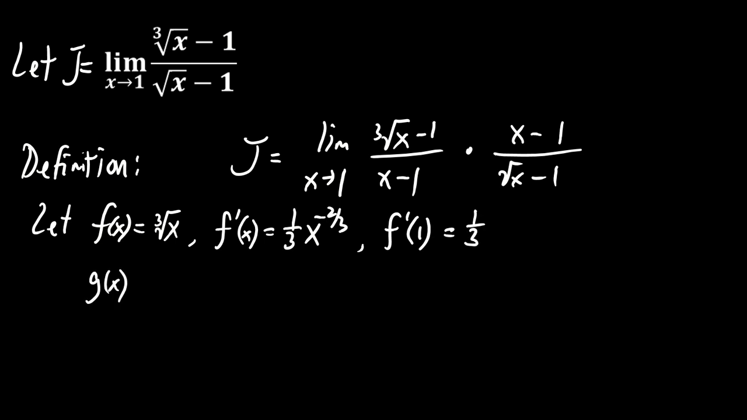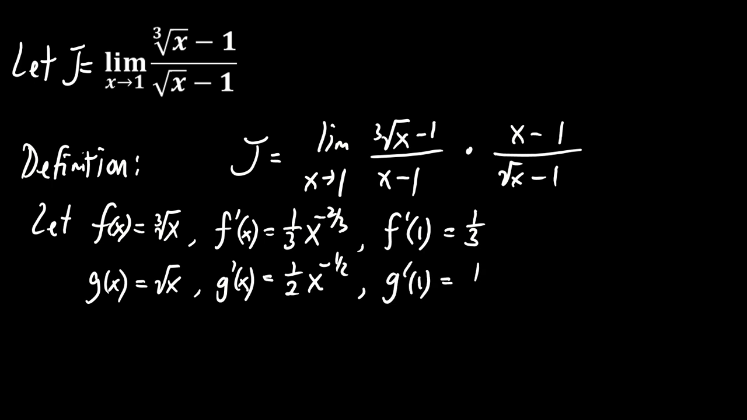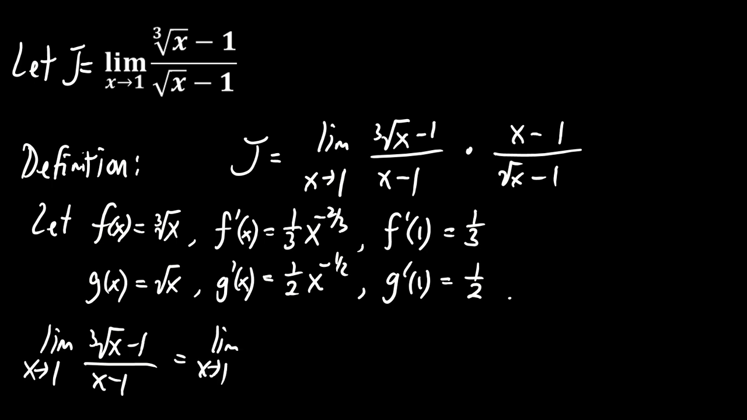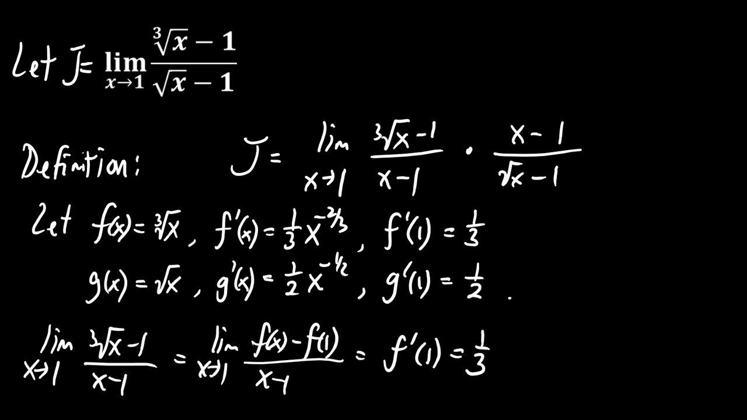And we also can let g be the square root of x. g prime x equals 1 over 2 x to the power of negative 1 over 2. Then g prime 1 equals 1 over 2. So with this, we know that the limit as x goes to 1 of (cube root of x minus 1) over (x minus 1) equals the limit of f(x) minus f(1) over x minus 1, which is f prime 1, and that is 1 over 3.